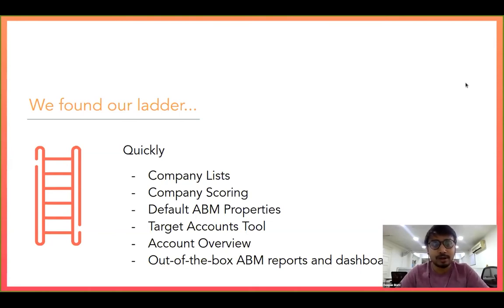So what are the steps on these ladders? These are the new features which have been launched, like company lists, company scoring. There are default ABM properties which have been launched. Then there are target accounts tool, account overview. HubSpot has launched a target accounts tool, which is a separate tool, like a social tool or a landing pages tool. So there is now a target accounts tool too, which is my favorite part of all the features being launched. Then there are the out of box ABM reports and dashboards.